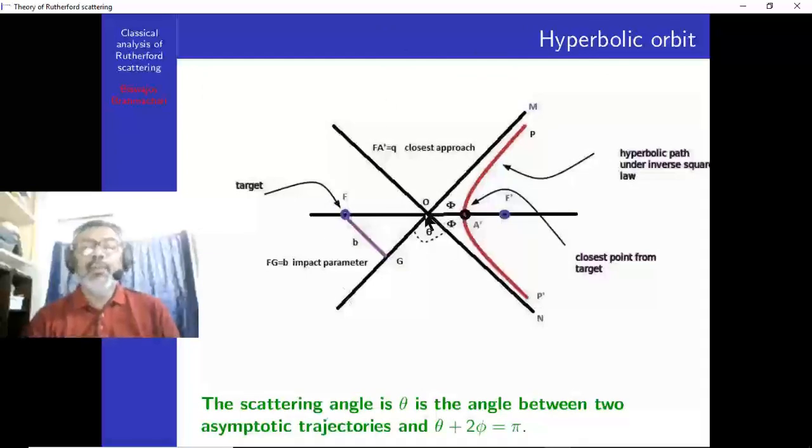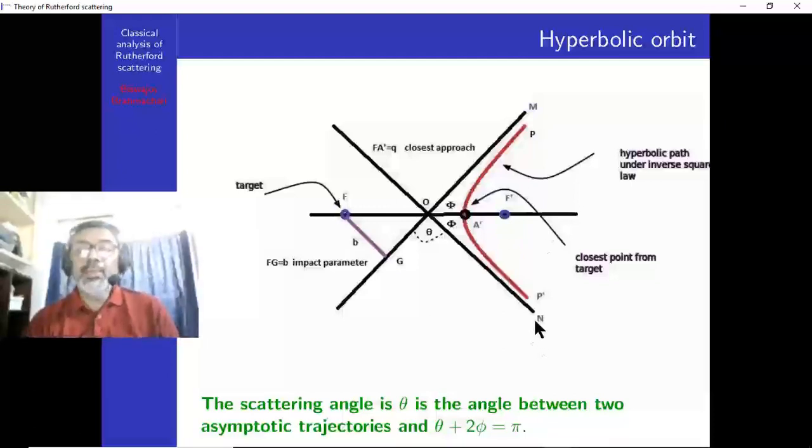Next, we have our all important figure here. The red line is the path of the alpha particle and it is approaching a nucleus which is placed at the focus F. M and N are two asymptotes. M coincides with the path of the alpha particle when the alpha particle is approaching the nucleus and is at large distance from the nucleus.